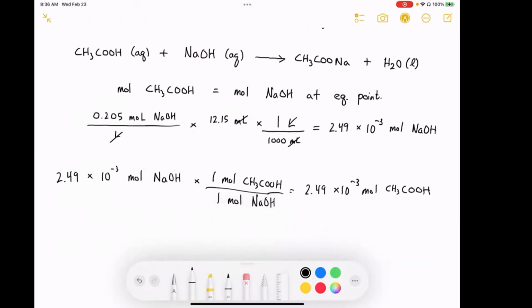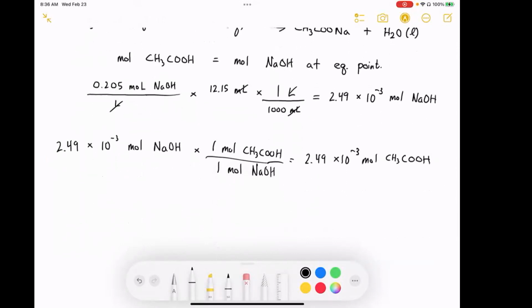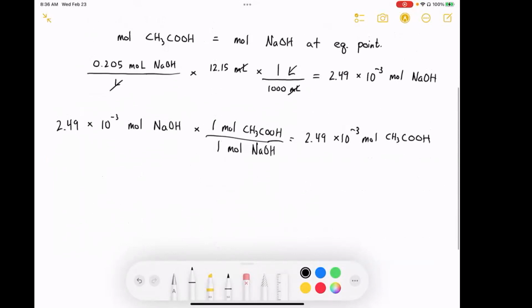All right. So now we have the moles of our acetic acid. Now we just have to divide by the volume. Molarity equals moles over volume of our sample. So we're going to say 2.49 times 10 to the negative third mole of acetic acid.